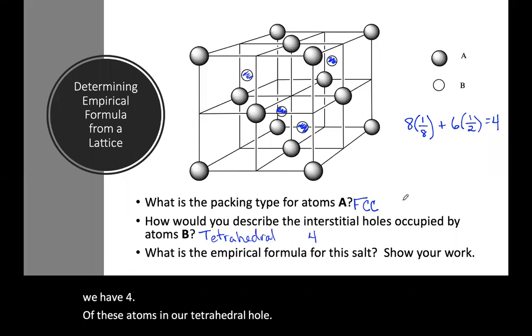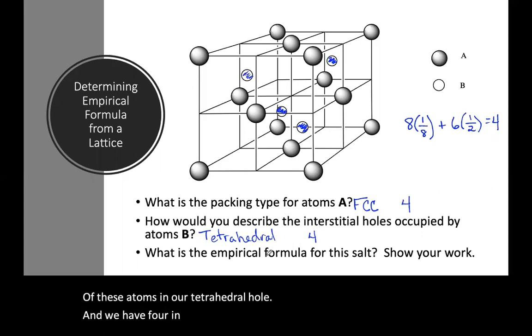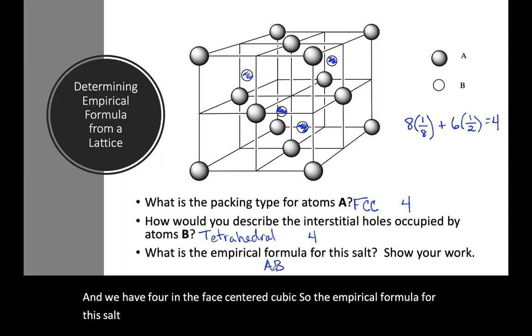And we have 4 in the face-centered cubic. So the empirical formula for this salt is just AB. You could say A4B4, but we always show the lowest ratio, which is A1B1.